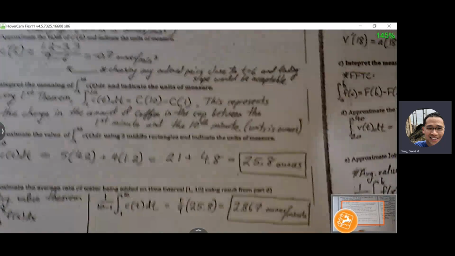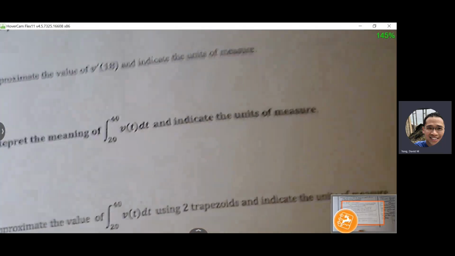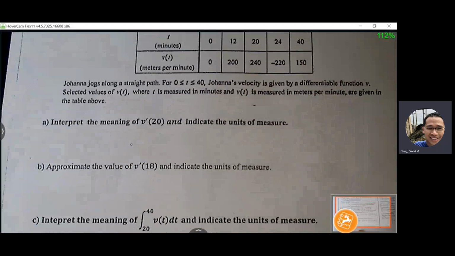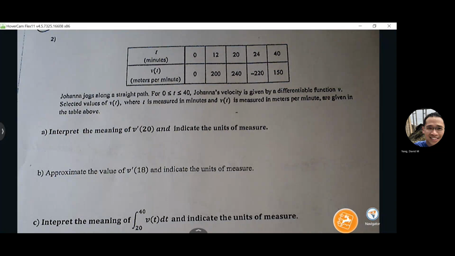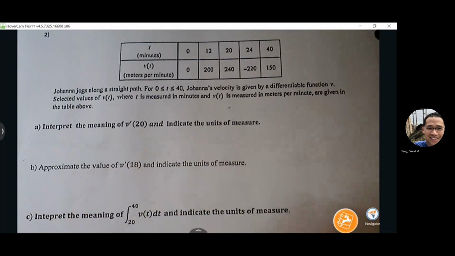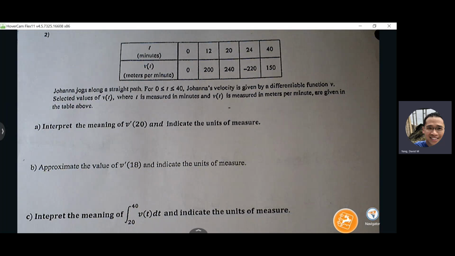Okay, let's do page 8. Very much the same process, but now we're going back to units to particle motion. All right, so Joanna jogs along a straight path between 0 and 40 minutes. Her velocity is given by a differentiable function. Selected values of v of t, where t is measured in minutes and v of t is measured in meters per minute, are given in the table above.